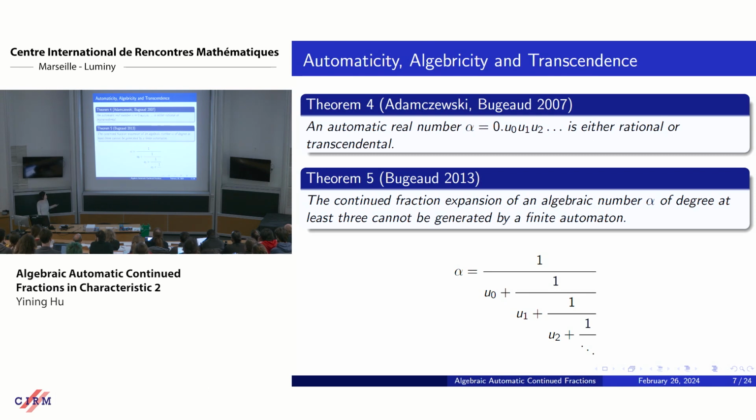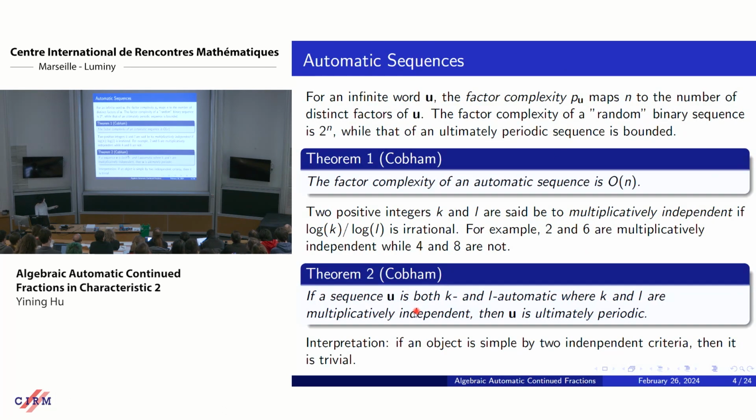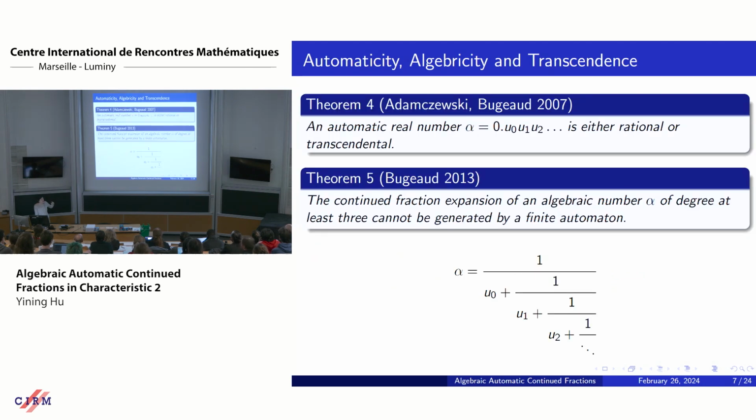And why is that? Because if we recall what we said below the theorem of Cobham, if an object is simple by two independent criteria, then it is trivial. Just now we said that algebraicity is also a way of being simple. So if something is p-automatic, then it is simple by this criterion in the finite field. So it means that if it is not trivial, then it cannot also be simple in the real case.